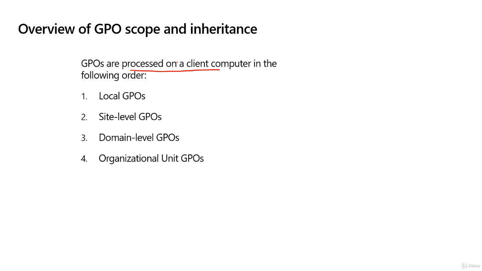So the first policy that applies will be the local GPO. Now this only applies to the one computer you're actually using. If you configure a local GPO, that setting is defined on your Windows 10 machine. Only applies to that one machine you physically configure it on.